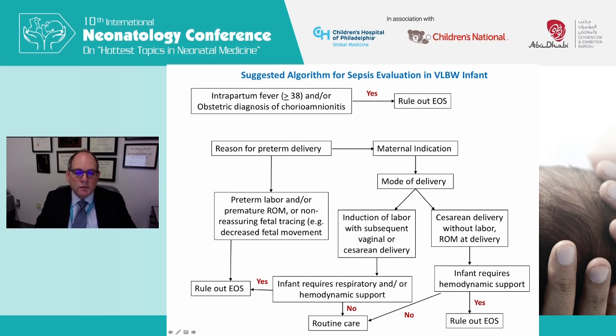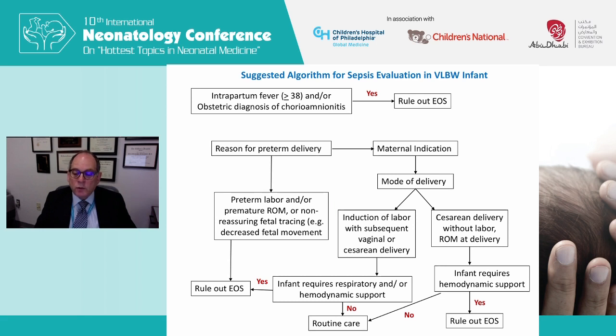And if there's obvious signs of chorioamnionitis or there's an interpartum fever, the babies get ruled out for sepsis. But then we stratify by the reason for preterm delivery. So if it's for a maternal indication, there's a C-section delivery without labor and no rupture of membranes, or there's rupture of membranes at delivery. If the baby does not require hemodynamic support, so we use signs of shock as a clinical indicator, then we would provide routine care without antibiotics. And if there's induction of labor and a subsequent vaginal or cesarean delivery, if the infant requires respiratory or hemodynamic support, the baby would get ruled out for sepsis. And if not, we again would elect not to treat that baby with antibiotics and just monitor very carefully.